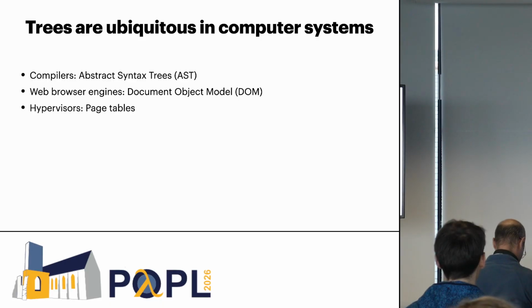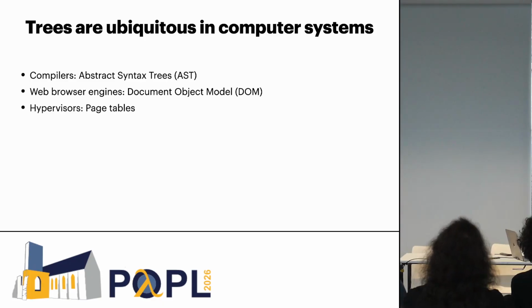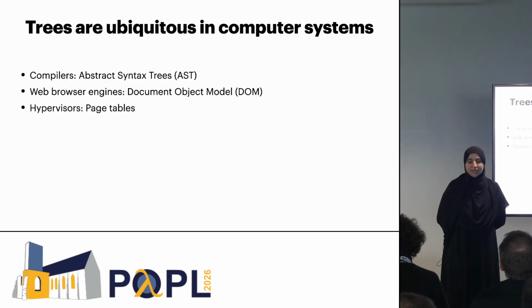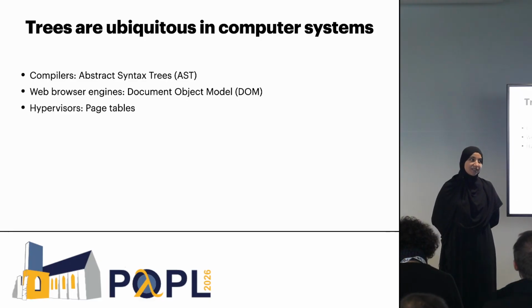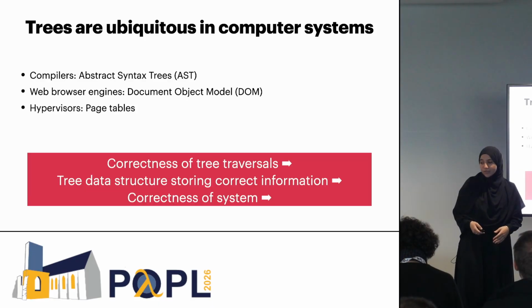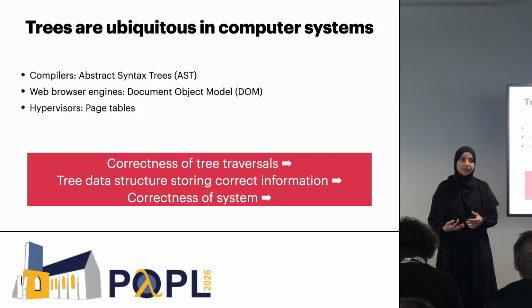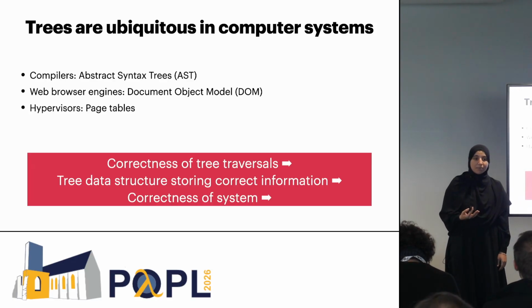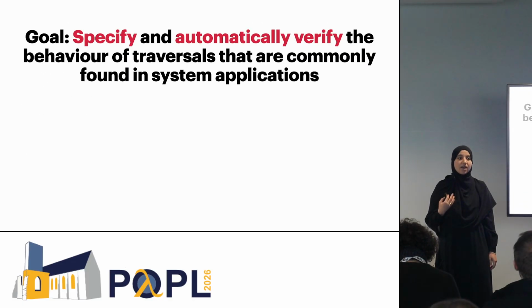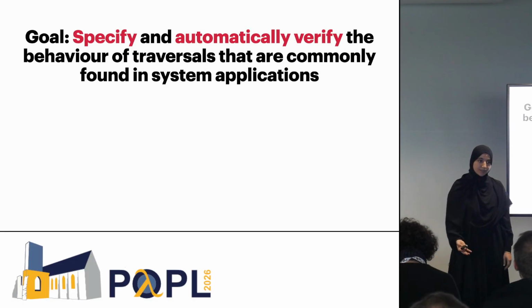So tree data structures can be found everywhere in computer systems. In compilers, they can be found as abstract syntax trees, in web browser engines as document object models, and in hypervisors as page tables, just to name a few applications. And in these applications, tree traversals are the predominant means for accessing and manipulating data. So the correctness of the system crucially relies on the correctness of the traversal implementation. So our goal is to apply program verification techniques to verify the correctness of those traversals.